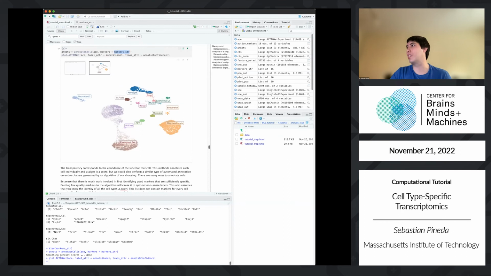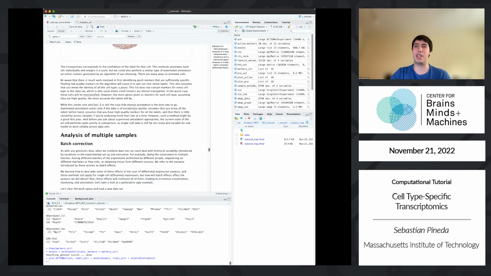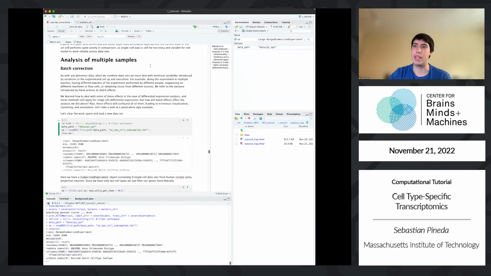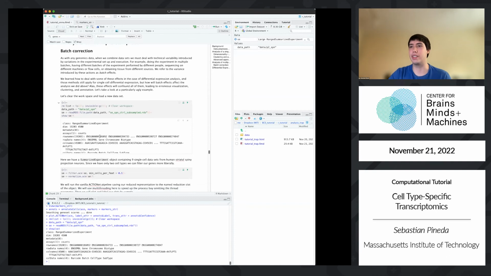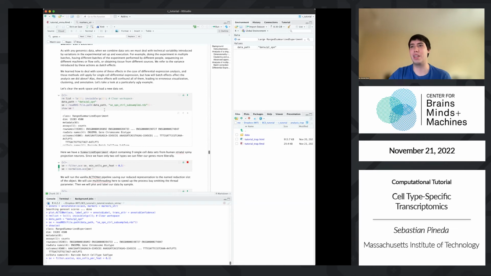So far, we've only looked at a single sample, and I think I have the time to finish this. What happens if we have multiple samples? Especially when it comes to single cell data, this is where things get a little complicated because batch effects are ubiquitous. Especially when you're dealing with human data, it's very, very difficult. So I'm going to show you a very extreme example, like one of the worst case scenarios, and how we can actually fix that. So same thing, I'm going to load this data.